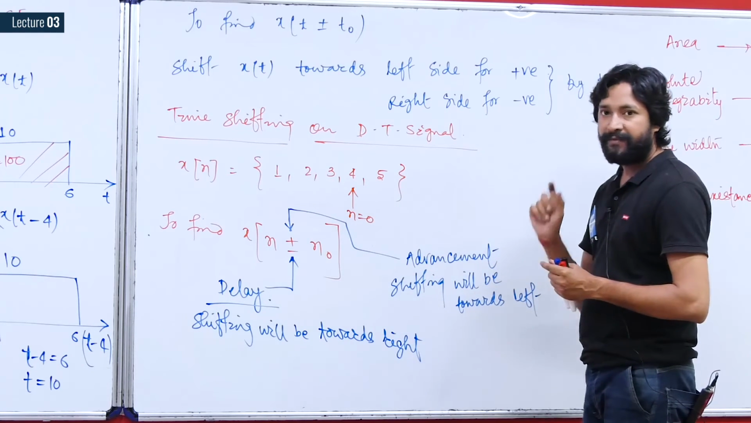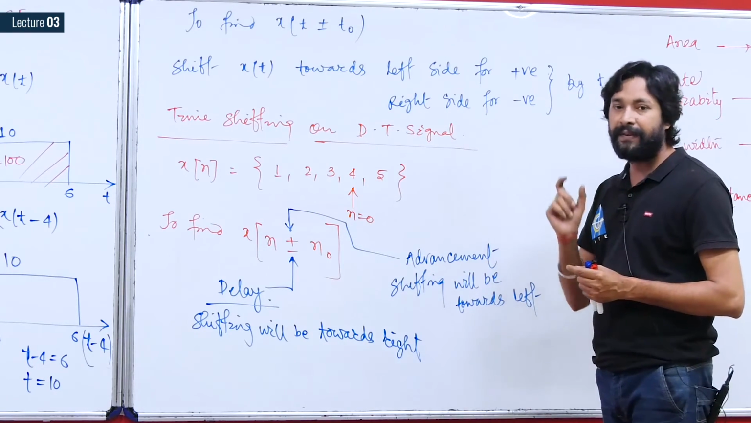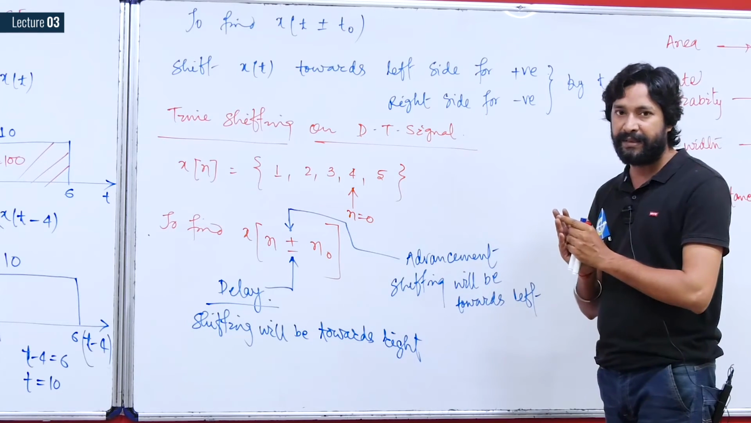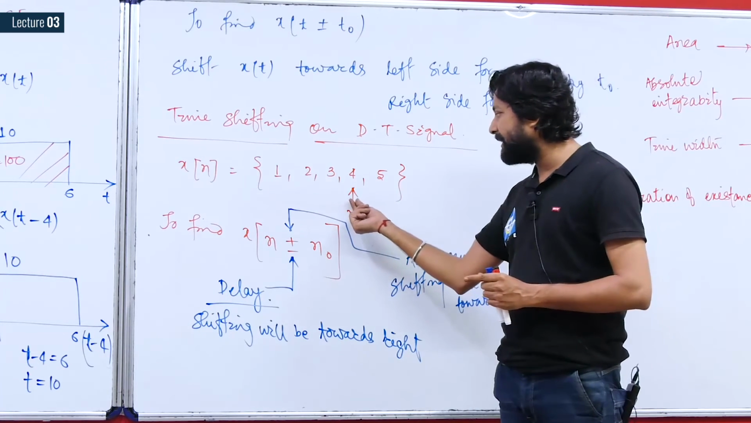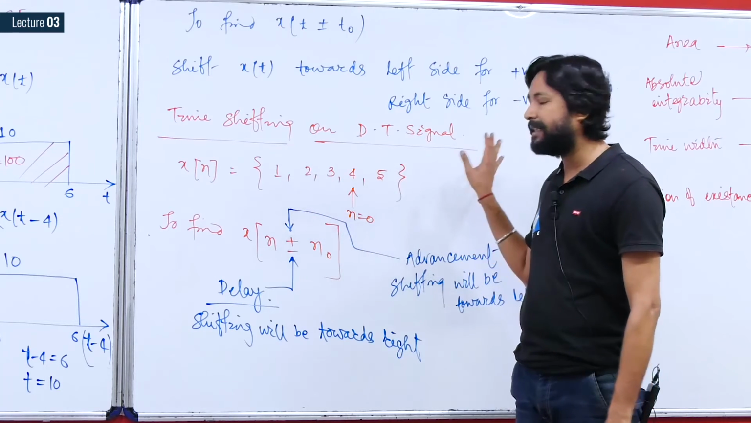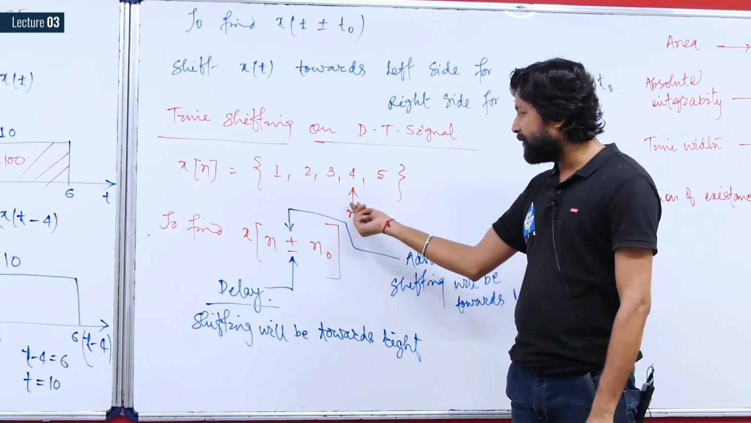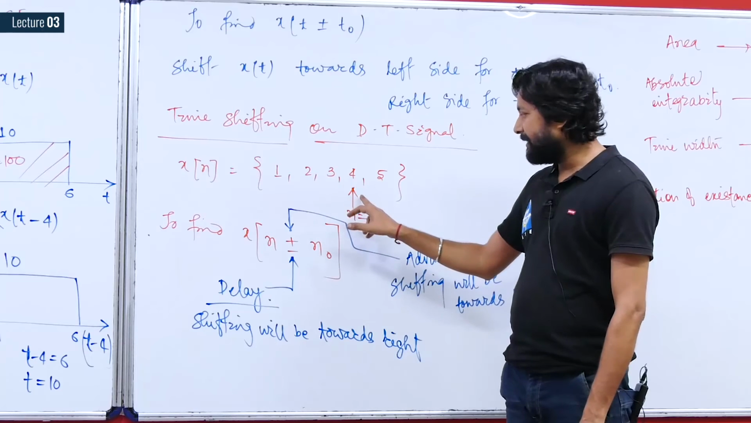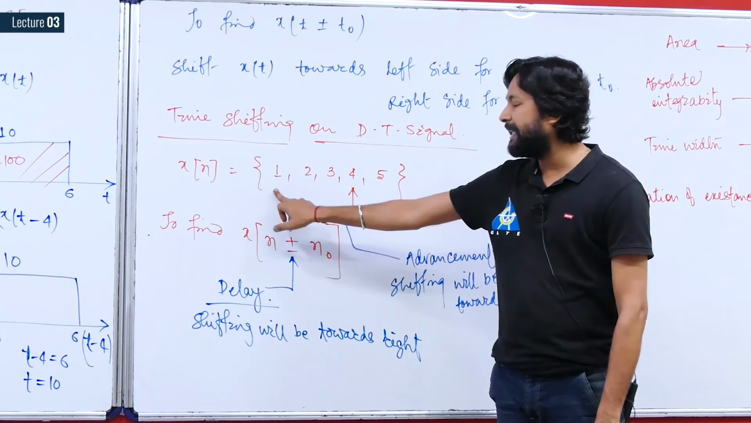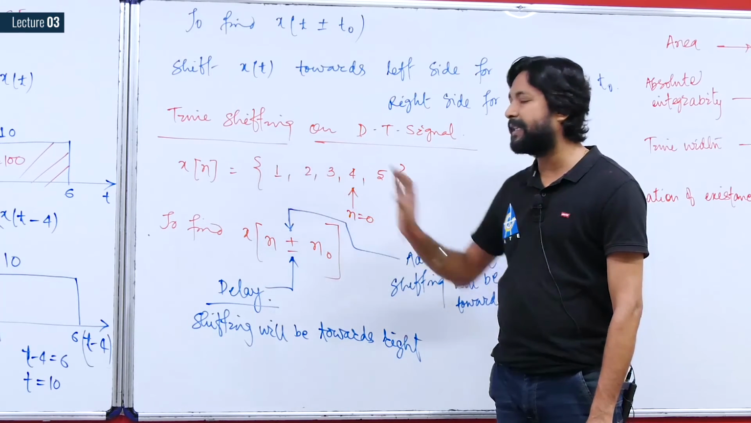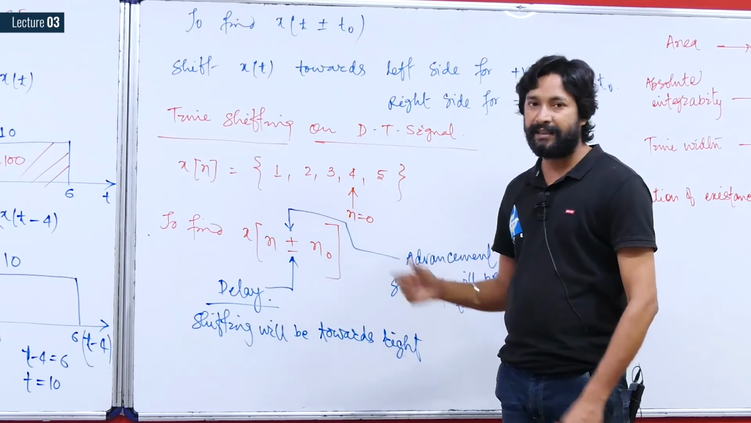So to perform the time shifting operation in a more effective way and to avoid any kind of mistakes, you can go with the origin value. If you have to shift this signal 3 times towards the left hand side, you just take this arrow mark and shift it 1, 2, 3 times towards the right hand side, and you will have your signal x of n plus 3.